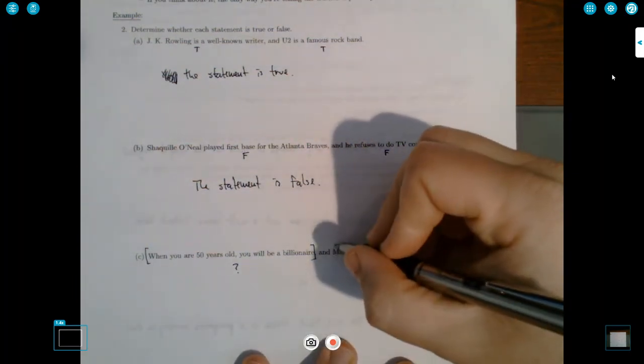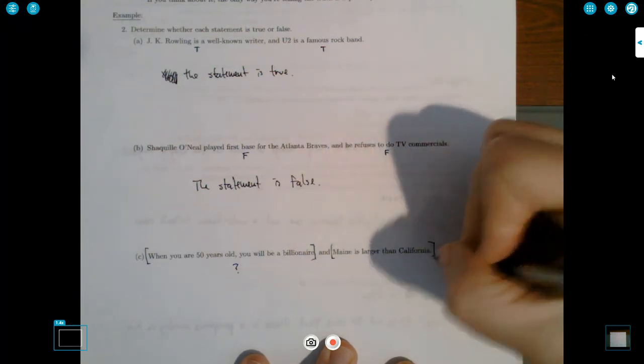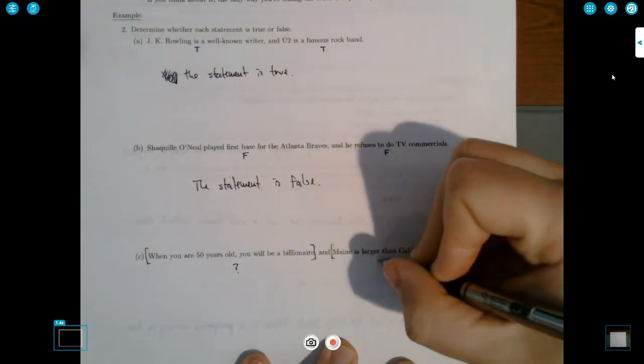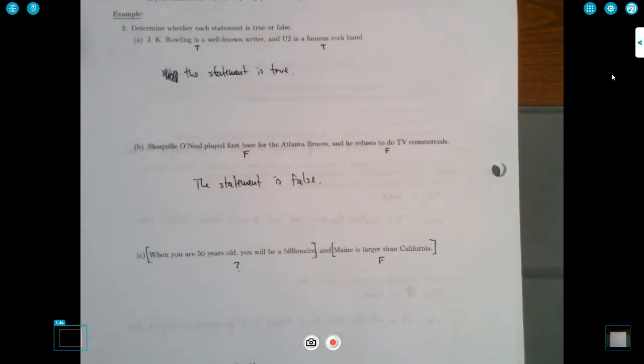What about the second piece? It says Maine is larger than California. Well, now that we know is definitely false, right? California is bigger than Maine. Maine is a relatively small state. California is the third largest state in the United States. So California is larger than Maine. That makes that second simple statement a false statement.